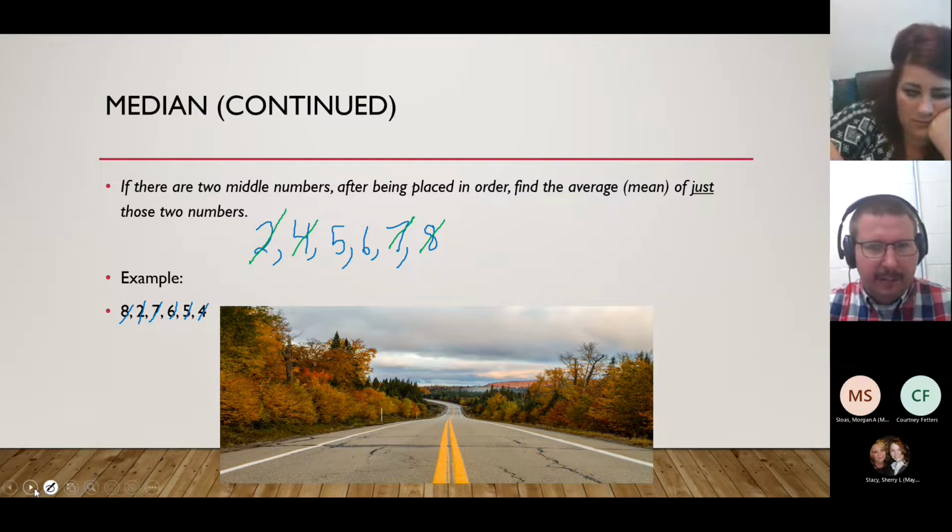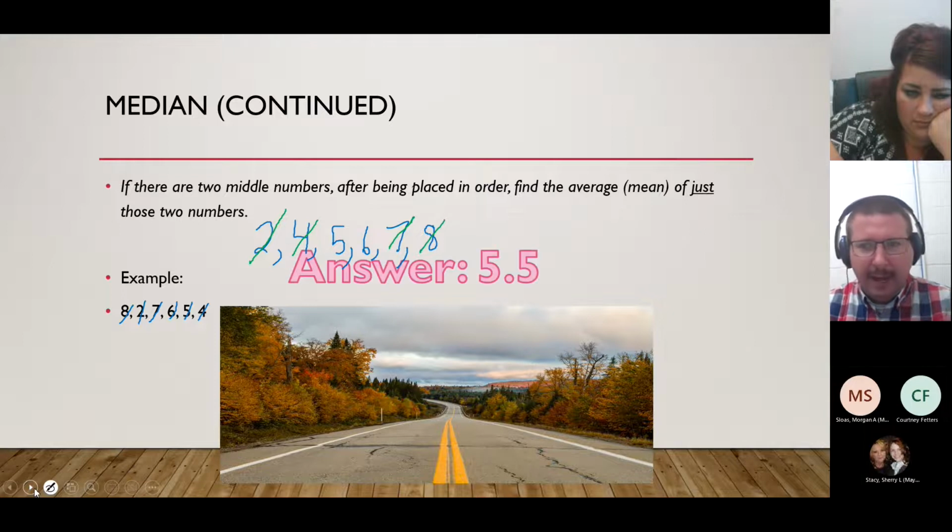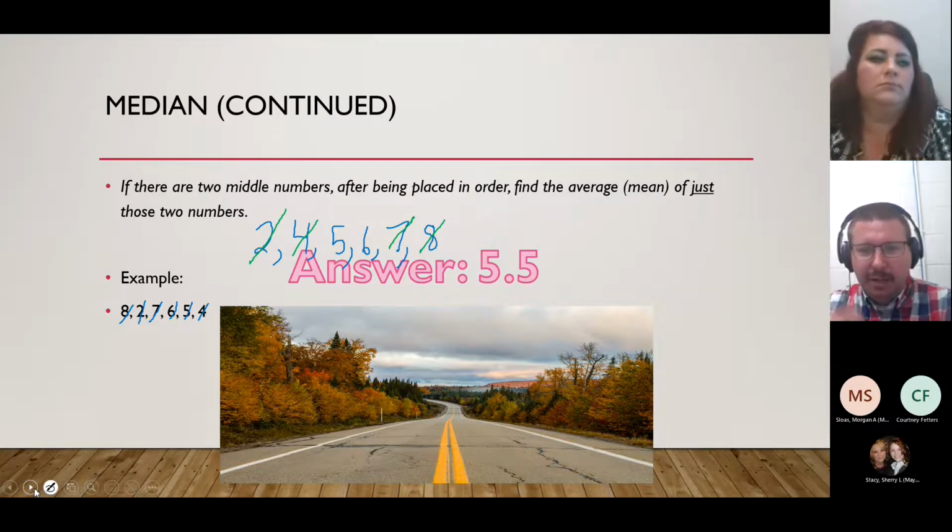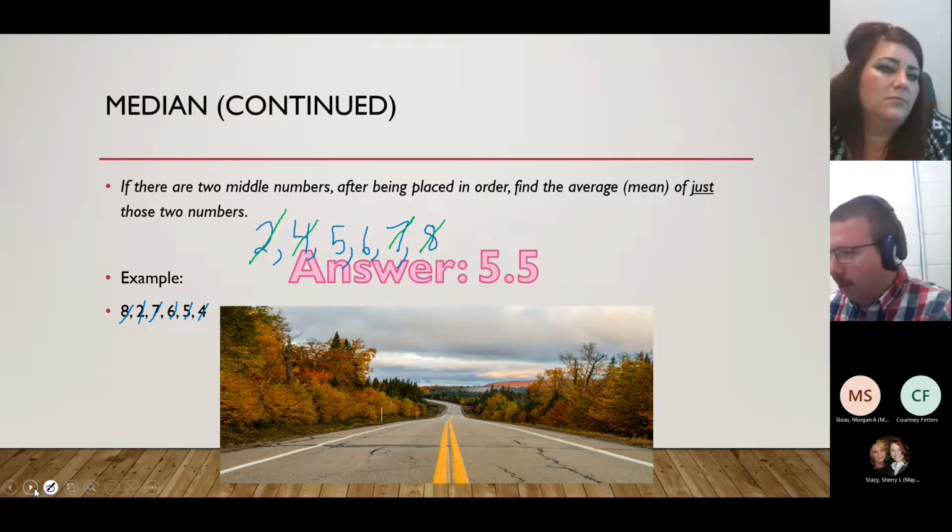And you should get an answer if you come along right along with me. Answer is 5.5. And that is the median. Even though 5.5 is not listed in that set of data, set of numbers, that's still the median. That's still your yellow strip in the middle of the road, if you will. That's still the median. So here's an example.